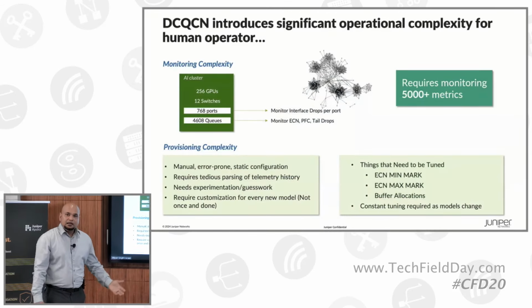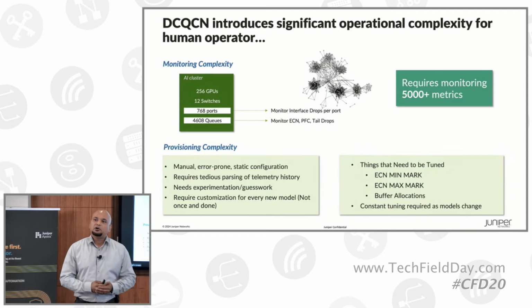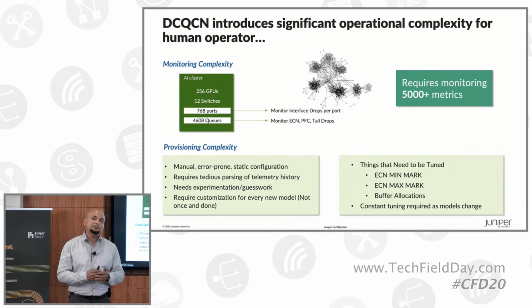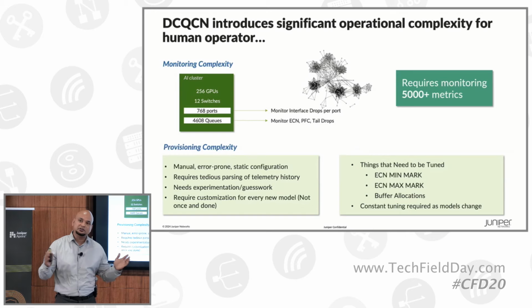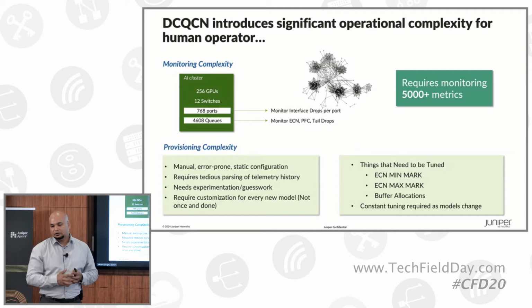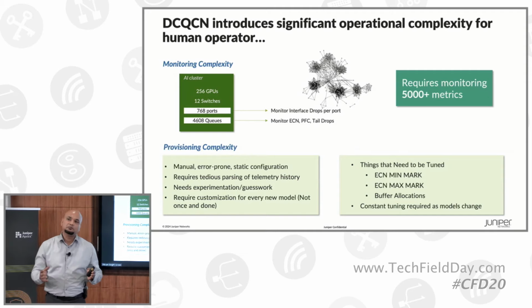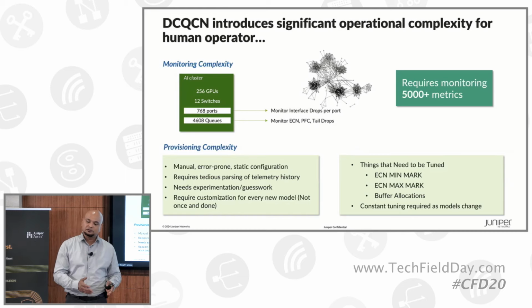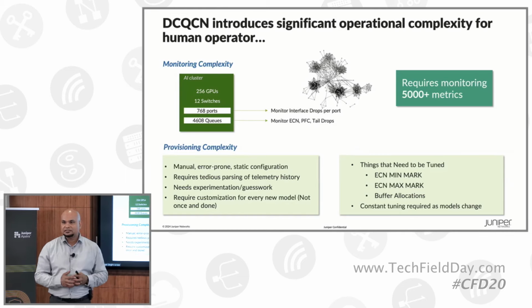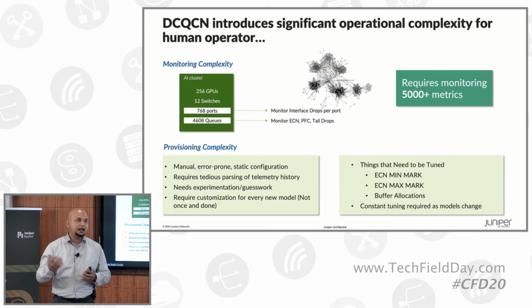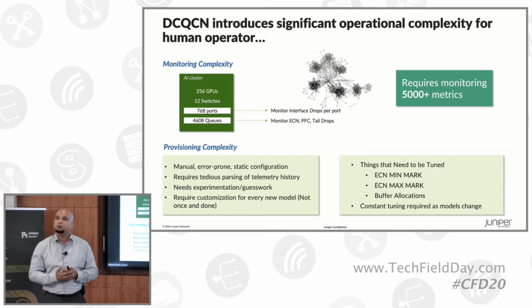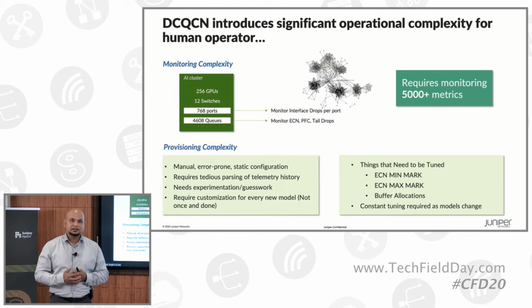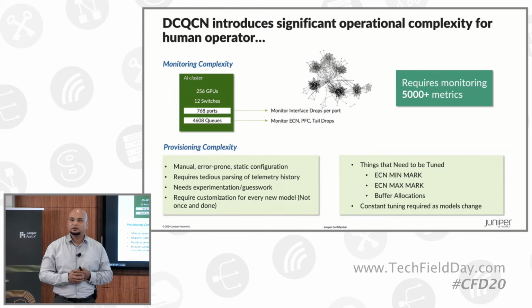So, just to describe the challenge, let's put ourselves in the shoes of a network admin, right? You're managing this backend cluster, which Praful talked about. And there are two types of complexity, right? One is monitoring complexity. There are so many entities that you have to monitor. For example, here you see 256 GPUs. If it's a small cluster like 256 GPUs, you may have 12 switches with 64 ports each. So there are 768 ports, and then quickly you see each one can have 6 queues on each port. So you can have 5,000 plus entities that you have to monitor, right?